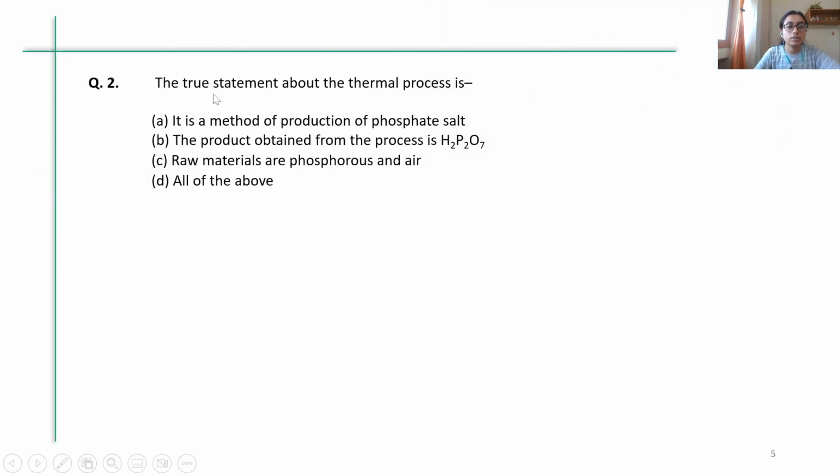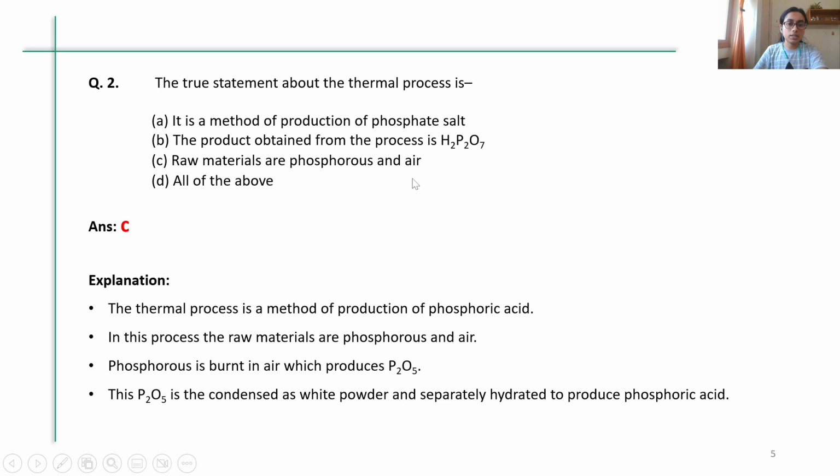So moving to the second question, the true statement about the thermal process is: it is a method of production of phosphate salt; the product obtained from the process is H2P2O7; raw materials are phosphorus and air; all of the above. The correct answer is, the raw materials are phosphorus and air.